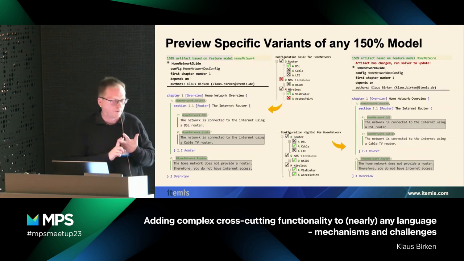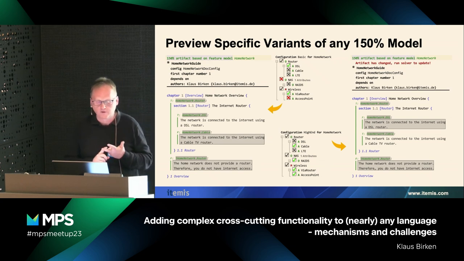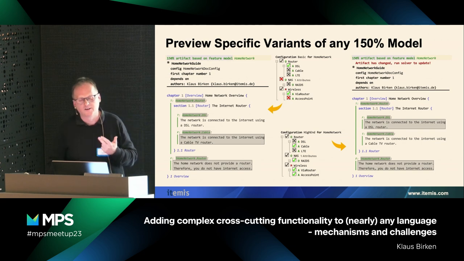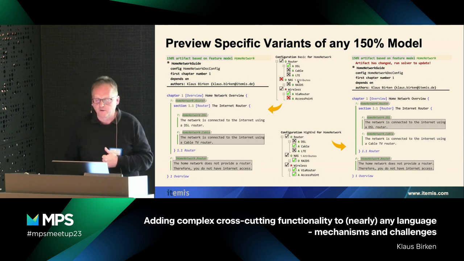Now we have three different use cases. These are the most common ones. There are also some others. So the first use case is, if I have a configuration, I want to look at the resulting model after filtering it according to this configuration. So for example here, the cable feature has been switched off, and therefore this condition evaluates to false and this section should be removed.